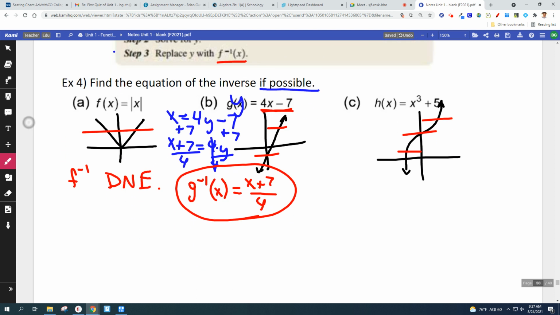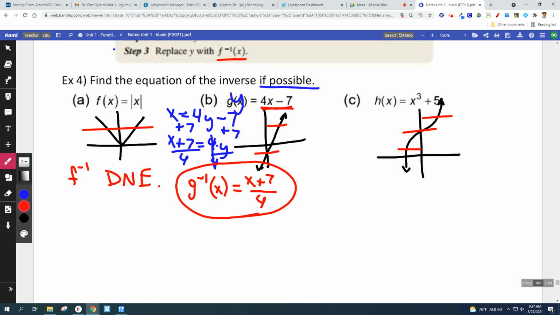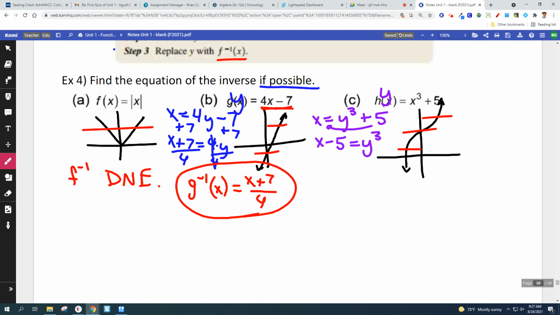Okay. So part C is the same deal, really. We're going to look at this as y, and we're going to switch x and y. So now x equals y cubed plus 5. You're supposed to be sensitive to the operations here. I see a cubed and a plus 5. So we're going to cancel those things out. So let's subtract the 5 over: x minus 5 equals y cubed.